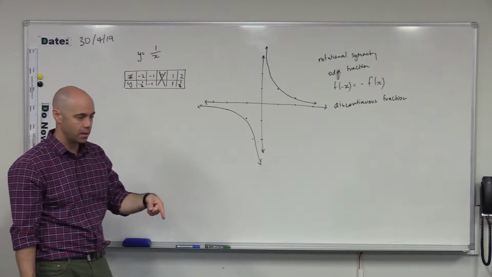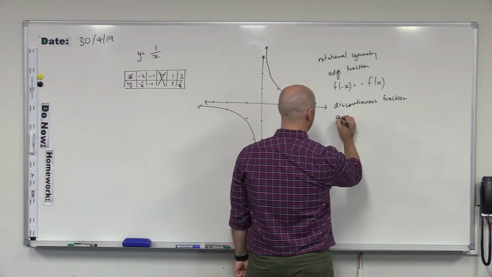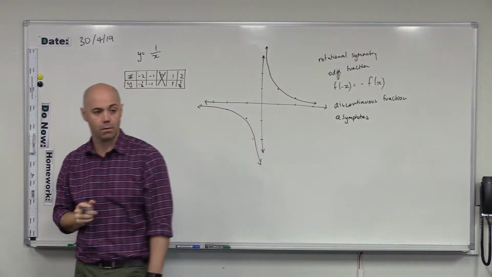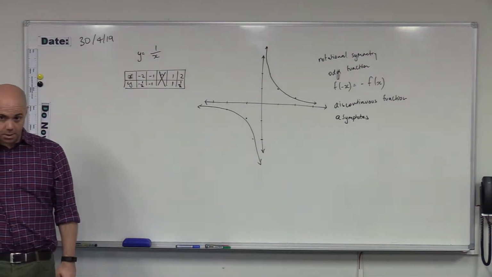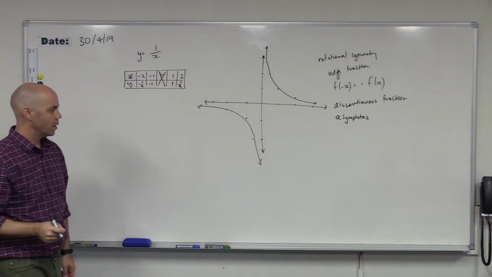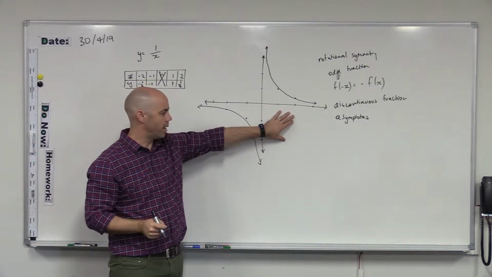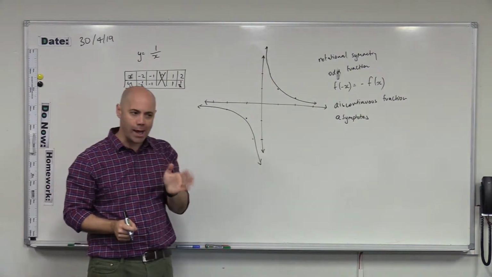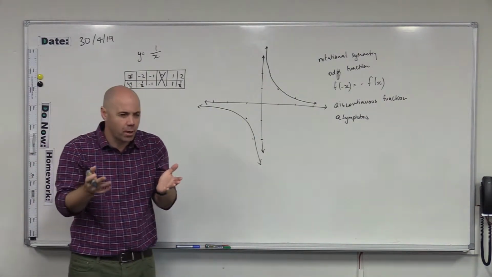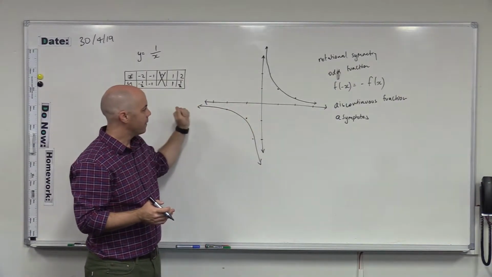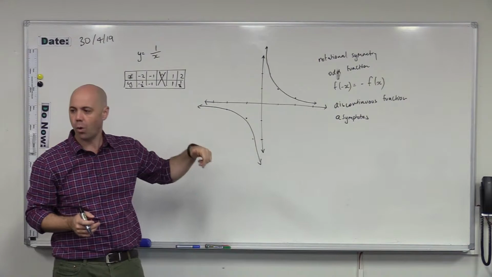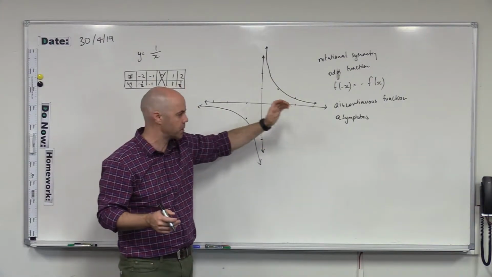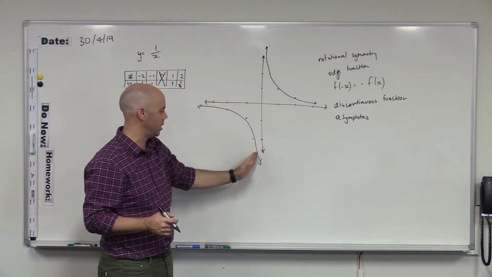Even more than that, we can talk about it having asymptotes. Have you heard of that word before? You probably have. Let's refresh ourselves. An asymptote is a line, I guess an imaginary line, where the function approaches that line but never quite reaches it. So in this case, the axes are the same as our asymptotes, not always the case, but in this case they are. The y-axis here is an asymptote.